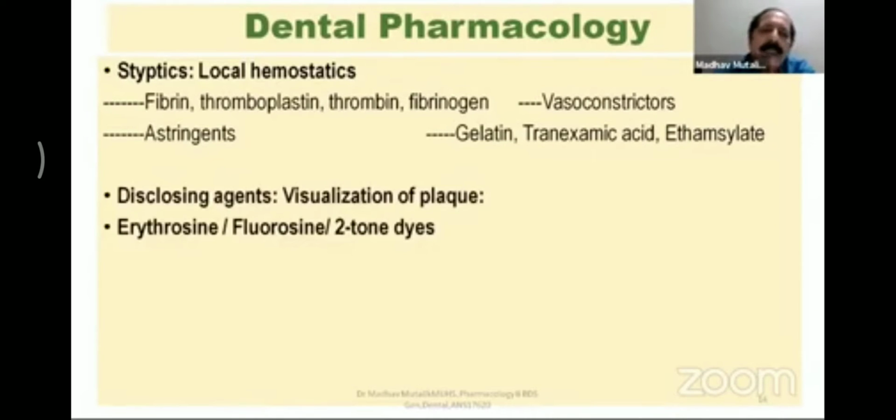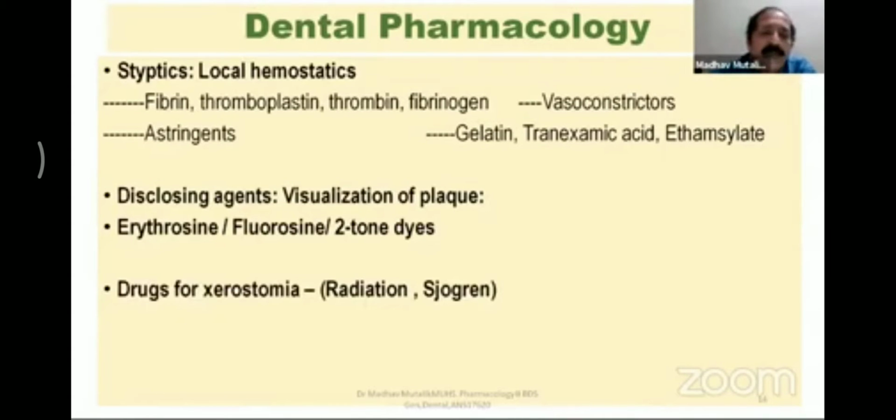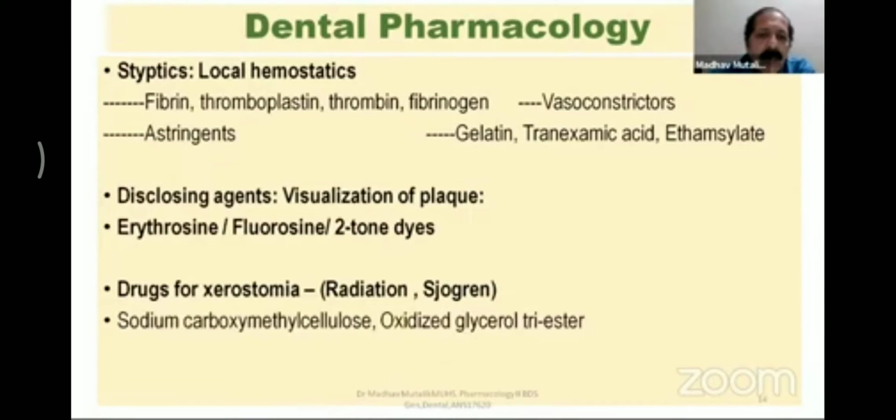Disclosing agents help with visualization of plaque. The most commonly used is erythrosine, then there is fluorescein, and there are also two-tone dyes available. Drugs used for xerostomia, which is dryness of the mouth. This usually is produced due to radiation treatment and also in a condition called Sjogren syndrome. Sodium carboxymethyl cellulose and oxidized glycerol triester are the commonly used drugs.